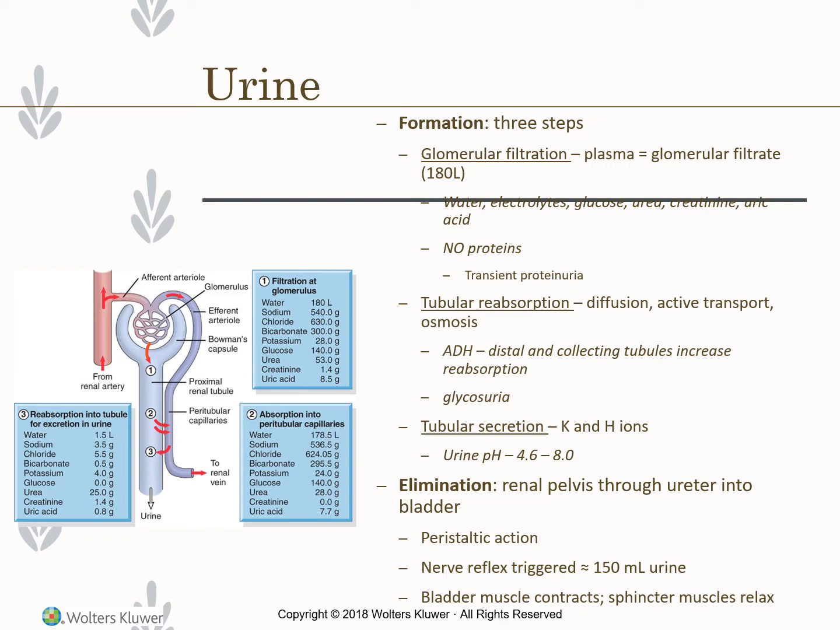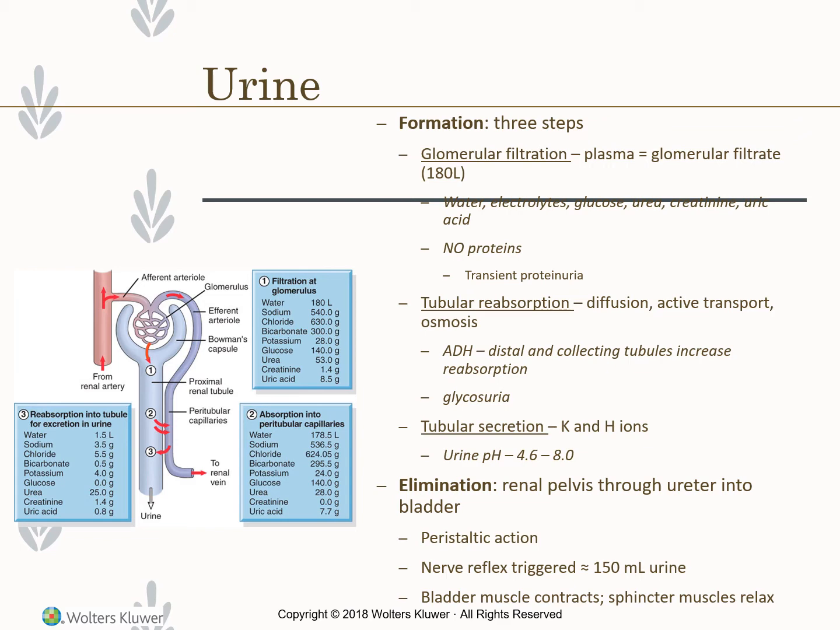So you're going to keep or secrete potassium and hydrogen ions depending on what's going on with the body. The pH of the urine here is 4.6 to 8. Tubular reabsorption is affected by antidiuretic hormone. The distal and collecting tubules increase reabsorption if ADH is released. So they increase reabsorption, and tubular reabsorption also takes place with glycosuria, which is sugar in the urine.